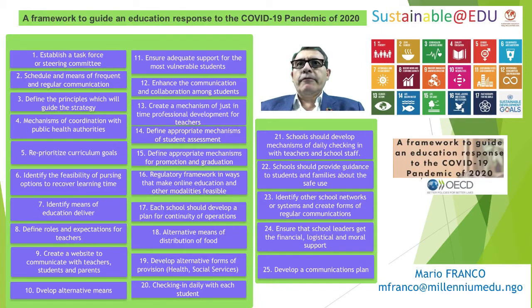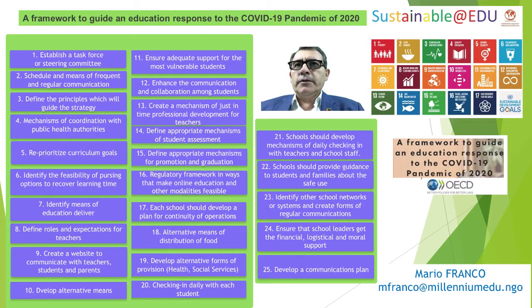Recommendation number 11 is to ensure adequate support for the most vulnerable students. We know there are many families with different cultural levels, different conditions, different contexts, and some people with special needs too, but not only. Then it's important to have an adequate approach for the most vulnerable.